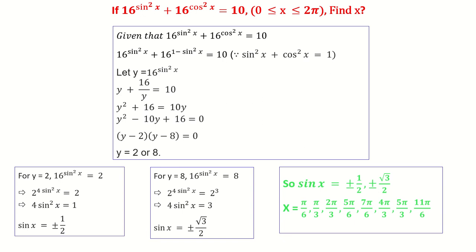So x is pi by 6, pi by 3, 2 pi by 3, 5 pi by 6, 7 pi by 6, 4 pi by 3, 5 pi by 3, and 11 pi by 6. All these values. So if it is a written question, then you have to write all the values. If it is a multiple choice, you can choose the right answer there. Next.